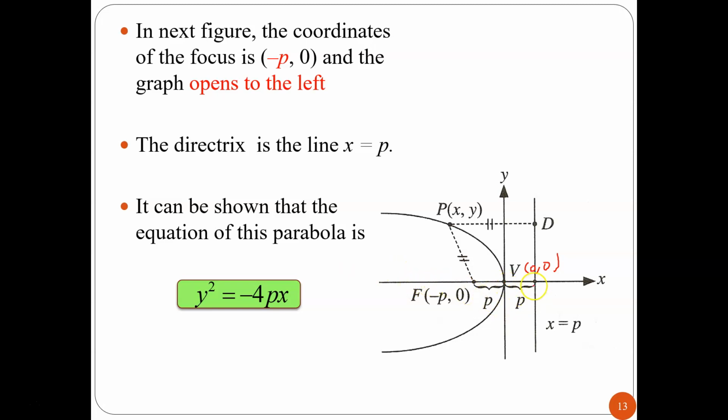So this side here, this is the directrix. The movement is p. And over here, the movement goes backwards, right? So the number is negative. That's why you have negative p, 0. Okay? So I hope you can differentiate between open to the left and open to the right. And just now you had open upwards and open downwards, right?